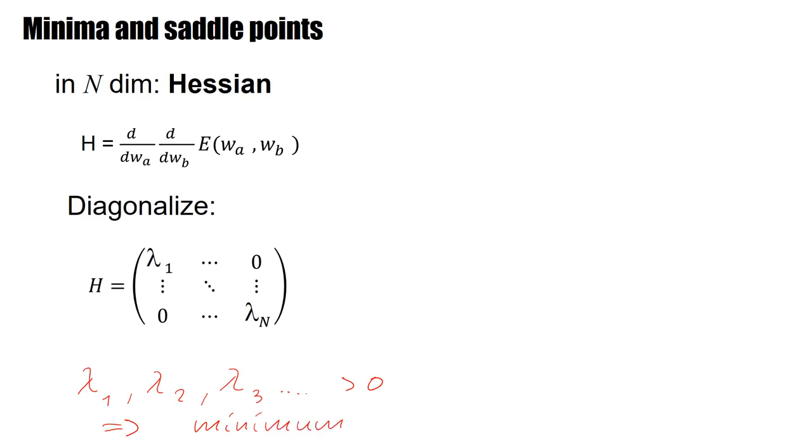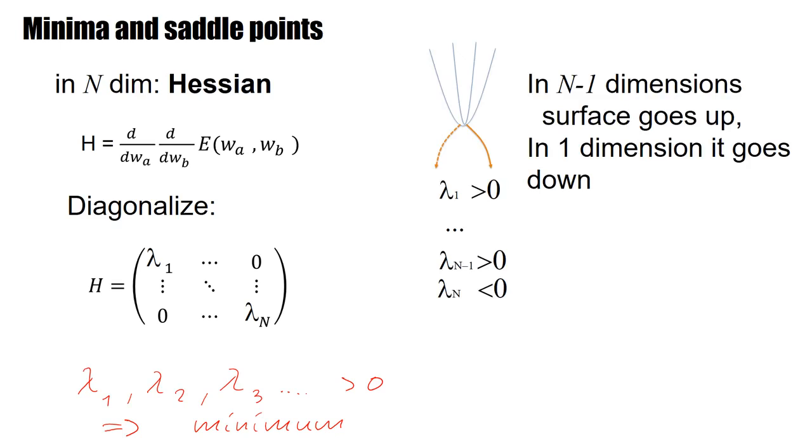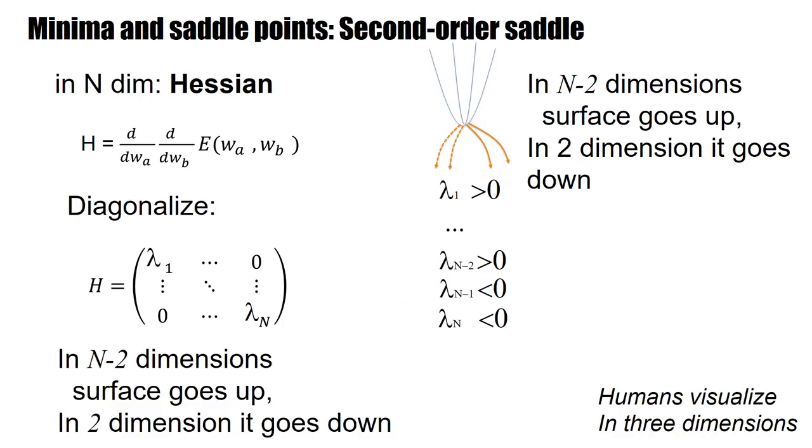They are all positive. Then we have a minimum. Now, a first order saddle point is such that most of the eigenvalues are positive. It's positive in n-1 dimensions, and this means that the surface has sort of the characteristics of a minimum in n-1 dimensions, and then it goes down in one dimension. And this is a first order saddle point.